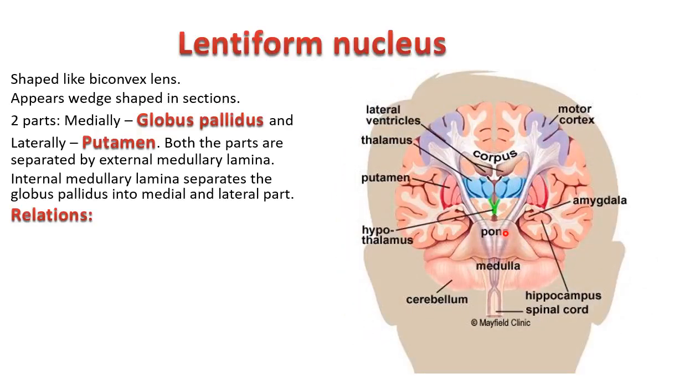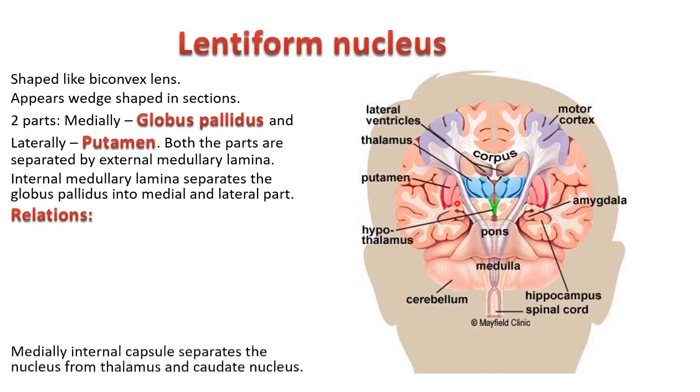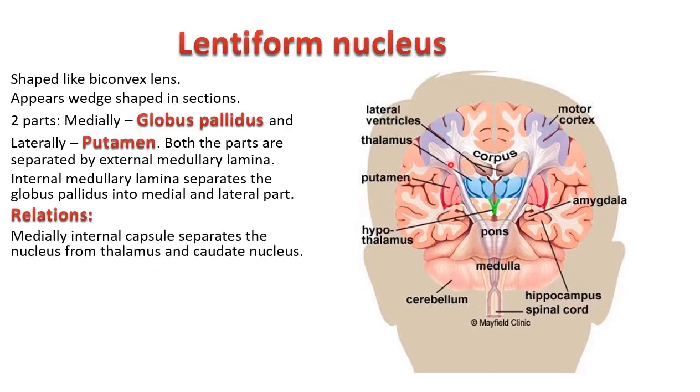Here you can see the lateral part is the putamen, and this is the globus pallidus. The line between them is the external medullary lamina. The globus pallidus again has medial and lateral parts, separated by the internal medullary lamina. Medially it is related to the internal capsule, which separates the lentiform nucleus from the caudate nucleus and the thalamus. You can see that here, and more anteriorly you will see the caudate nucleus.